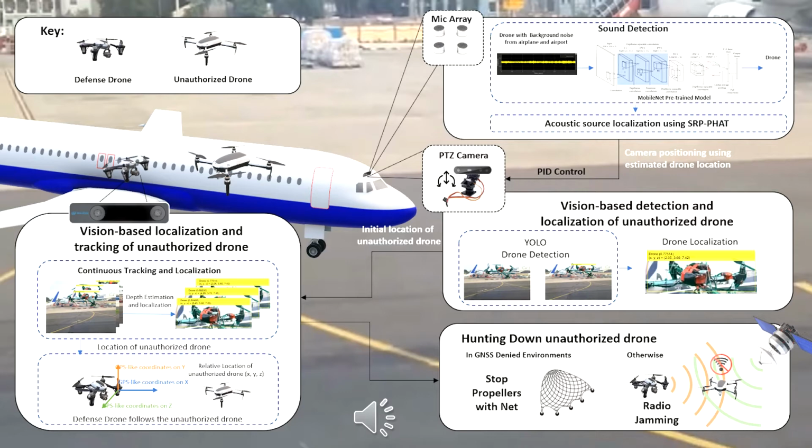Once a drone is detected in stereo frames, depth estimation is run and the 3D location is then passed to a vision-based tracker that continuously tracks and localizes the drones using a stereo camera. These 3D locations are then transformed into GPS-like coordinates that the defense drone uses to follow the unauthorized drone. When the unauthorized drone is within reach, either a net or radio jamming are used to hunt down the unauthorized drone.